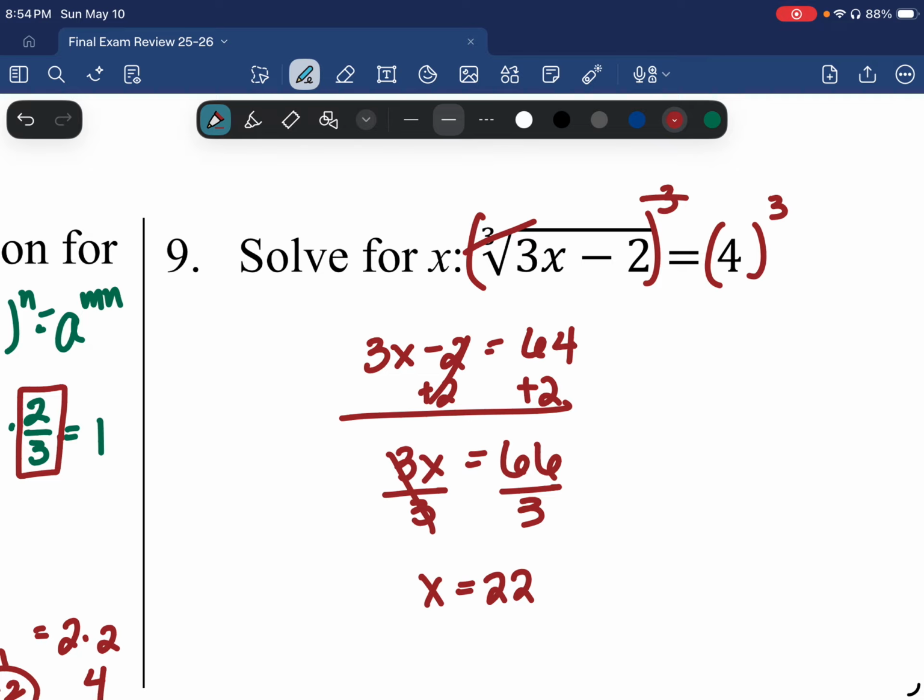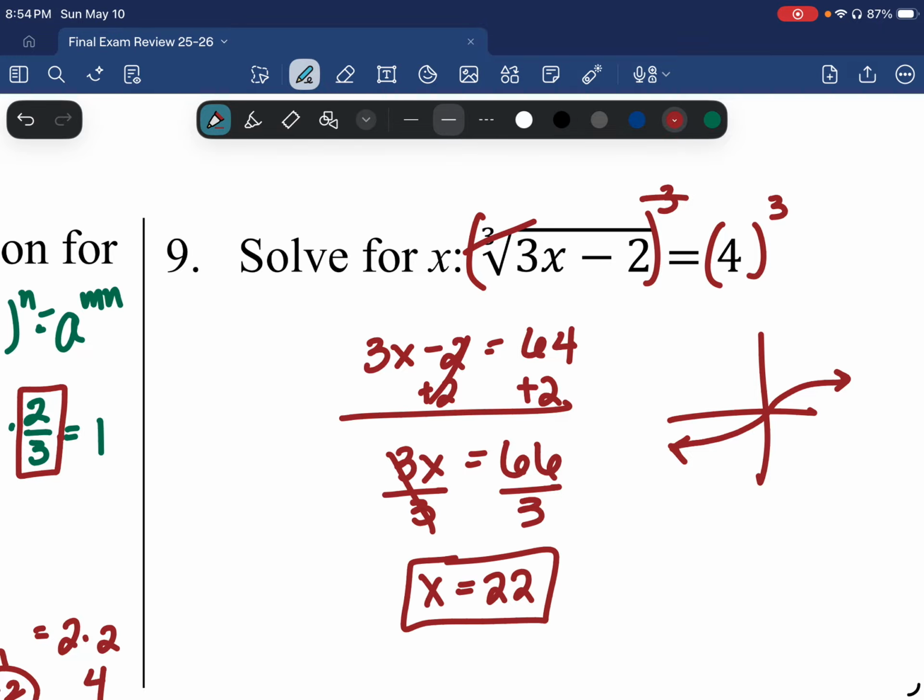Now, because this is a cube root, there are no possibilities for extraneous solutions. The cube root function looks like this, and that would be a domain of all real numbers. Since there are no restrictions, then there is no possibility for extraneous solutions. So 22 is a valid solution.